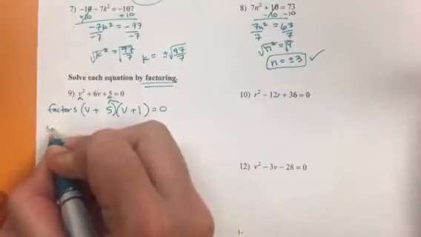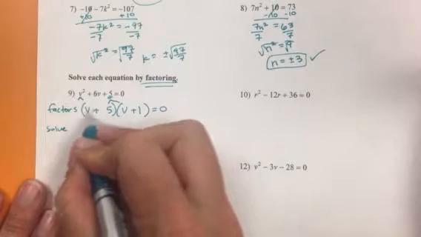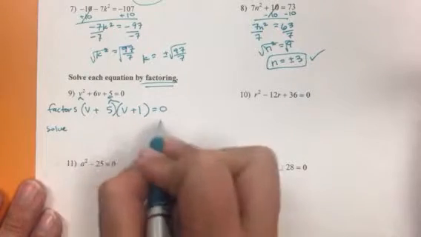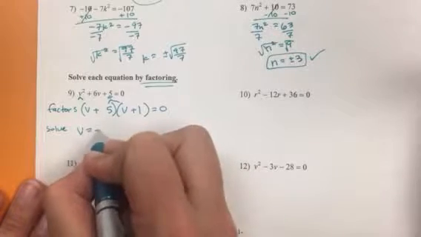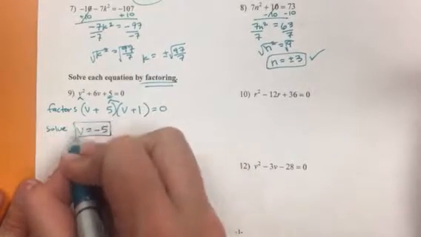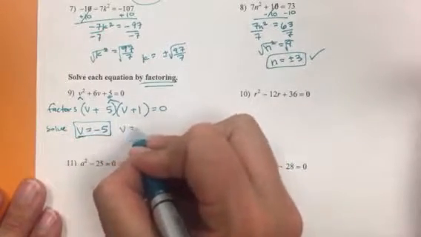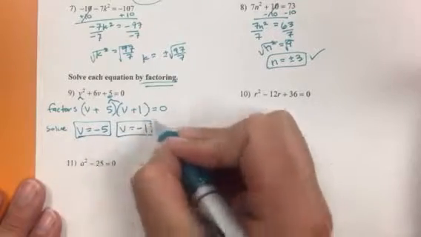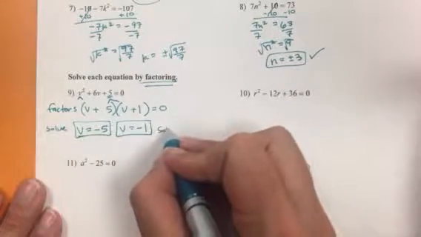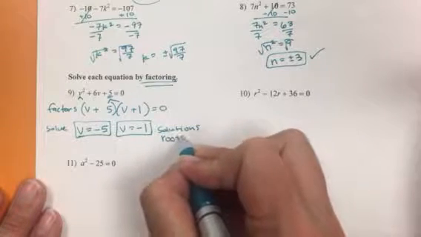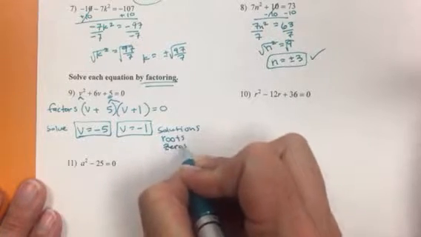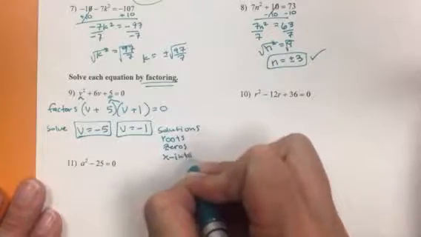But because it says to solve, I need to find what I need to plug in here to get a 0. So opposite of positive 5 would be a negative 5. Opposite of a positive 1 would be a negative 1. These would be my solutions, which are also called roots, zeros, or x-intercepts.